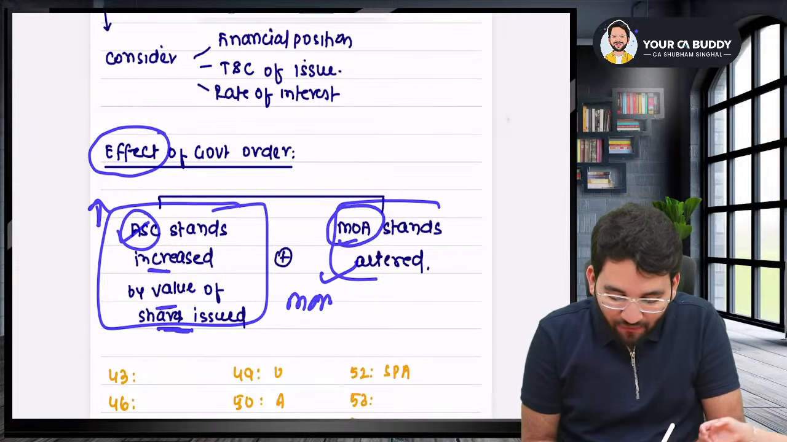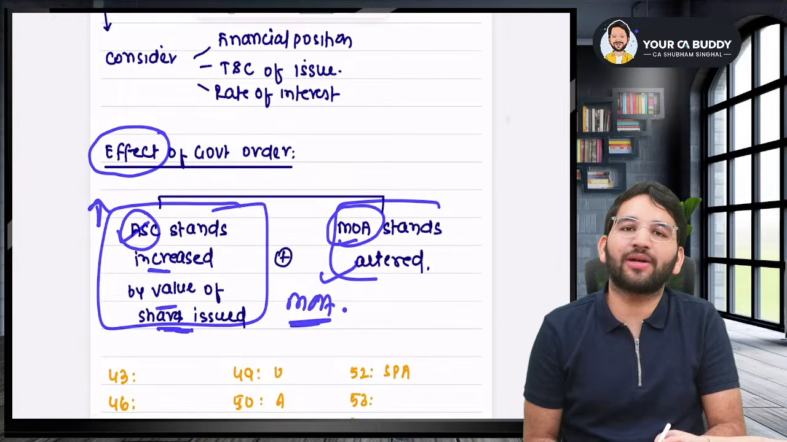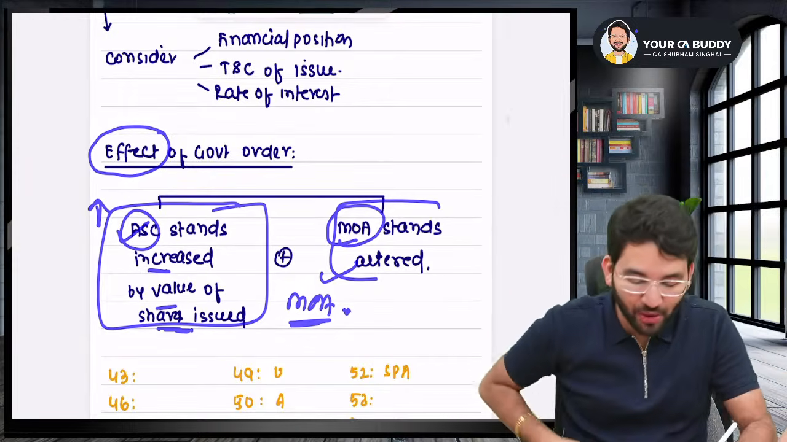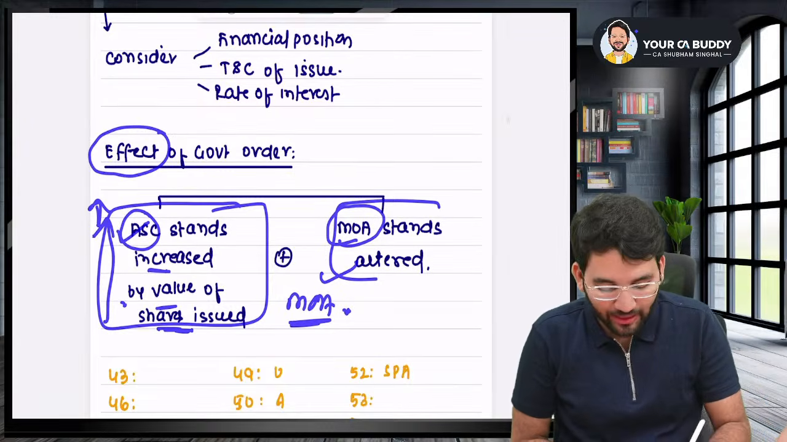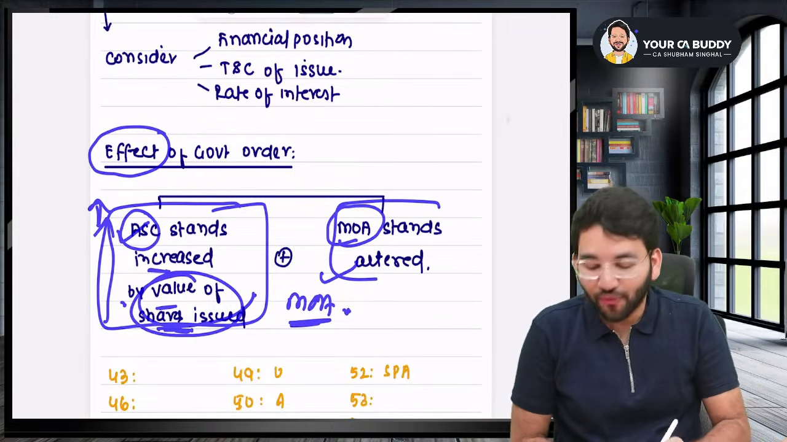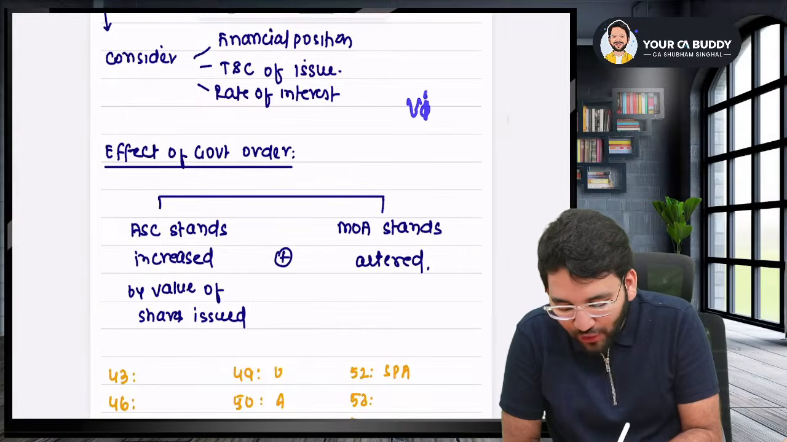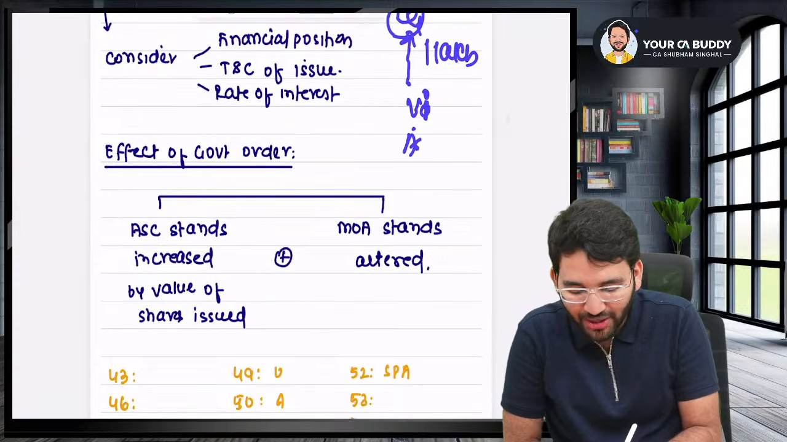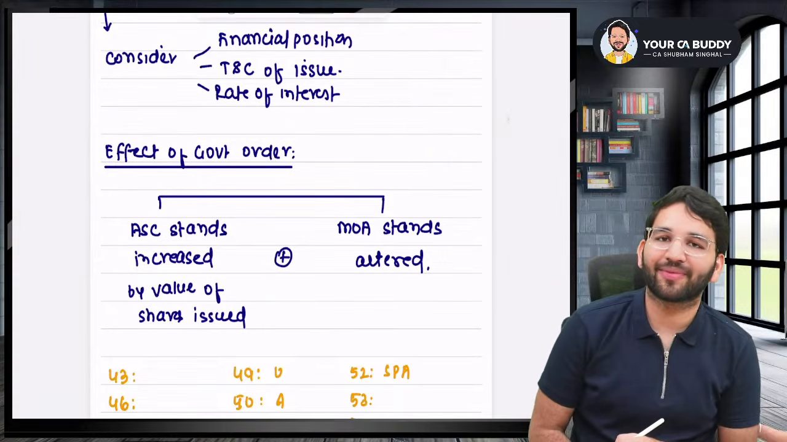That is, the memorandum of association that you have will stand altered, and your authorized share capital will automatically increase. How much increase, sir? By the value of the shares issued. So, for example, if the Vodafone Idea company issued 1 lakh shares to the central government, then in that case your authorized share capital will increase by 1 lakh.